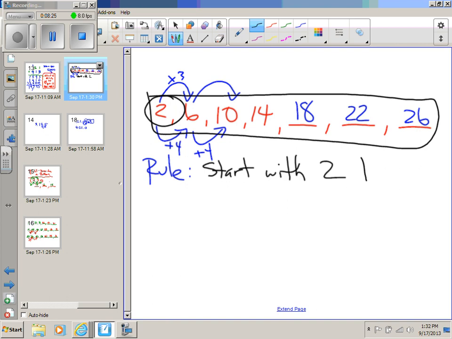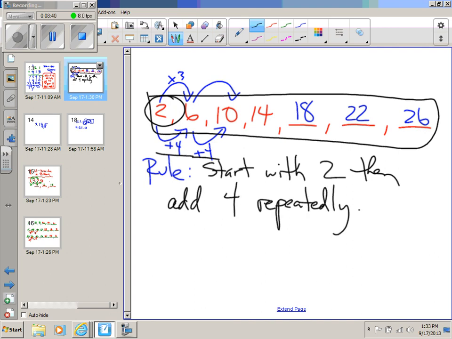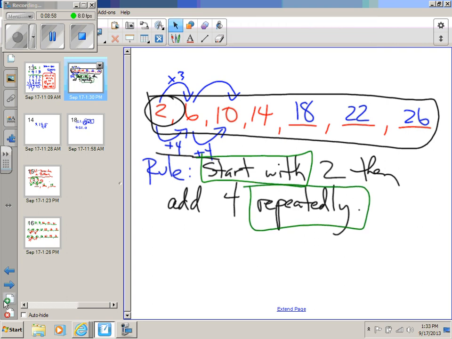Start with 2, then what? What are we doing each time? Then add 4 repeatedly. So this is a very important part along with that. And those are the parts that we conveniently decide to leave out of our rules when we try to make them ourselves. We need those. We need to know what we start with, and we need to say repeatedly. Okay?